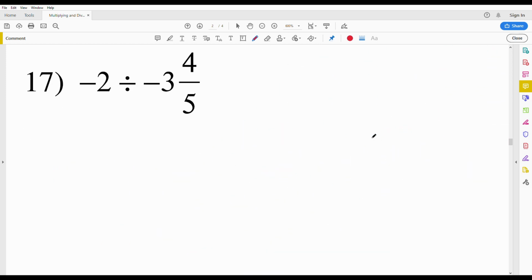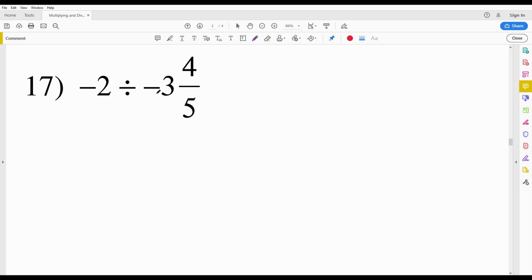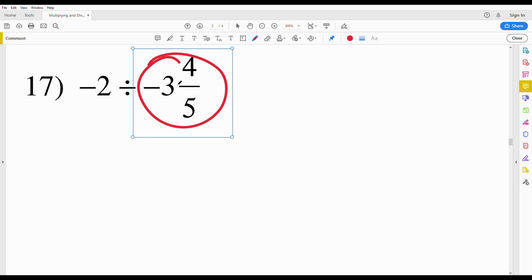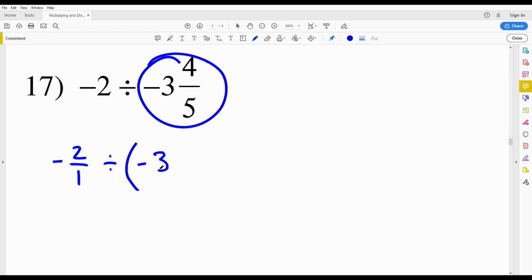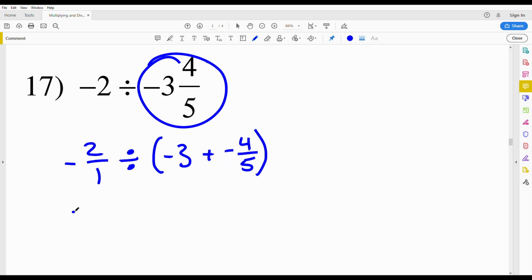In number 17, I have negative 2 divided by negative 3 and 4/5. So we've got to start by finding that common denominator so that we can add our mixed number. So we'll have negative 2, and I'll write this in fraction form, negative 2 over 1. And I'll be dividing that by negative 3 plus negative 4/5.